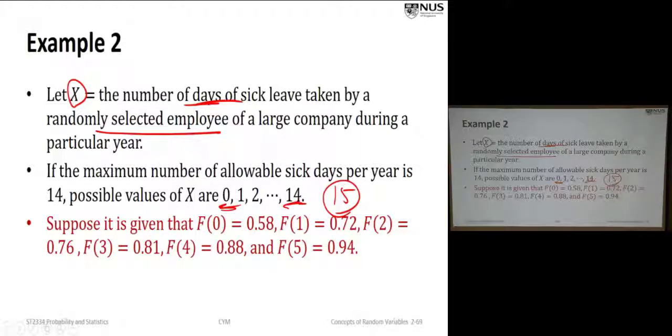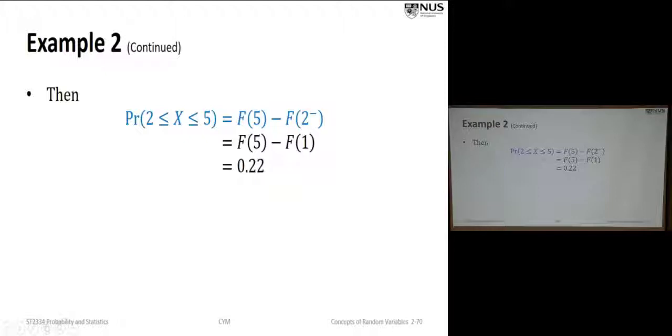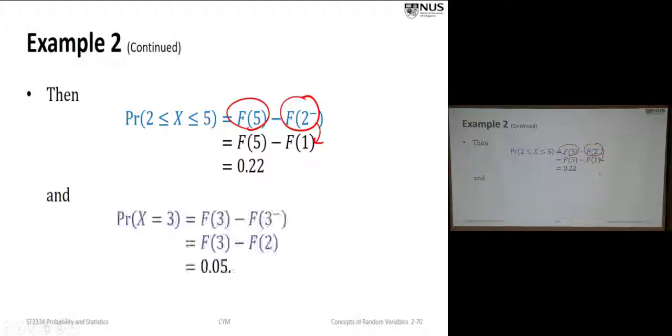Okay, these are the corresponding CDF. So how do we get back to the PDF? Or in fact, it's not the PDF, it's the probability function. We just want to compute this probability. So this is equal to F5 minus capital F of a number slightly less than 2, which is the same as F1. So I just calculate F5 minus F1. And x equal to 3 will be F3 minus F2. So it's 0.05.